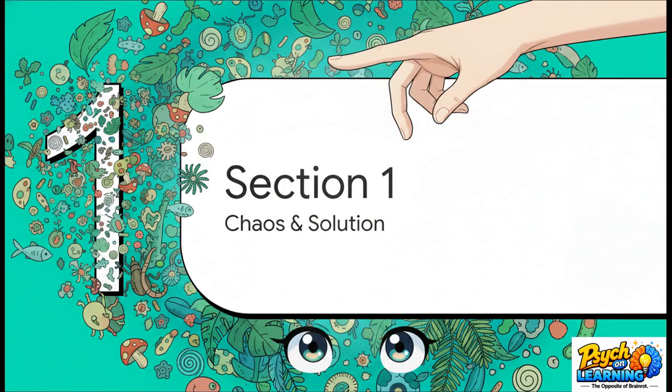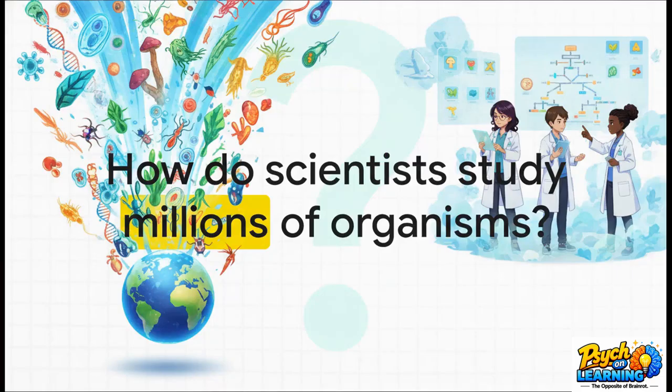All right, Section 1, the chaos and the solution. Imagine stepping outside and trying to count every single type of living thing. It's impossible, right? Earth has over 15 lakh. That's 1.5 million different kinds of living organisms, and they show infinite diversity, meaning literally no two individuals are exactly alike. So here's our big question for today.